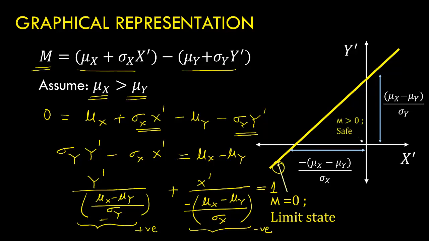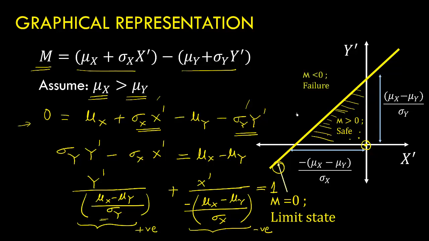Now if you consider any point this side, that is this region, basically this corresponds to m is greater than 0. For example, if you put this point, this is nothing but x dash equals 0 and y dash equals 0. So if you put this point in this equation, you will see these two terms are 0. So you are only left with mu x minus mu y, and since mu x is greater than mu y, we will have a positive term. So basically any point that lies this side of the line corresponds to m is greater than 0. So that is a safe state.